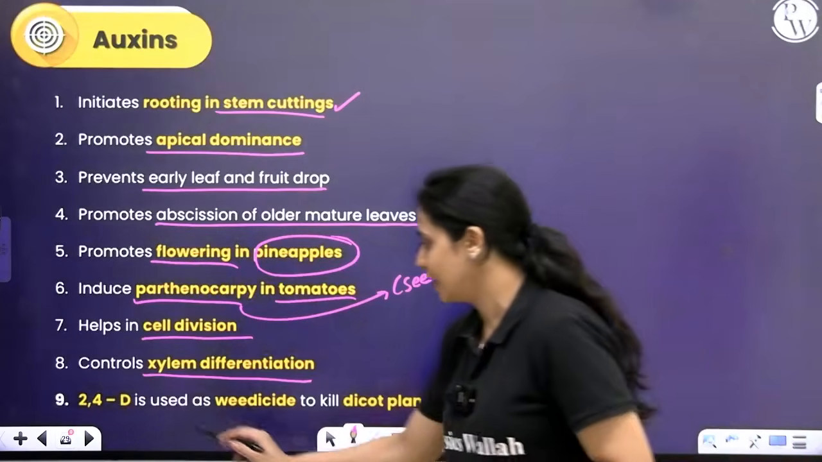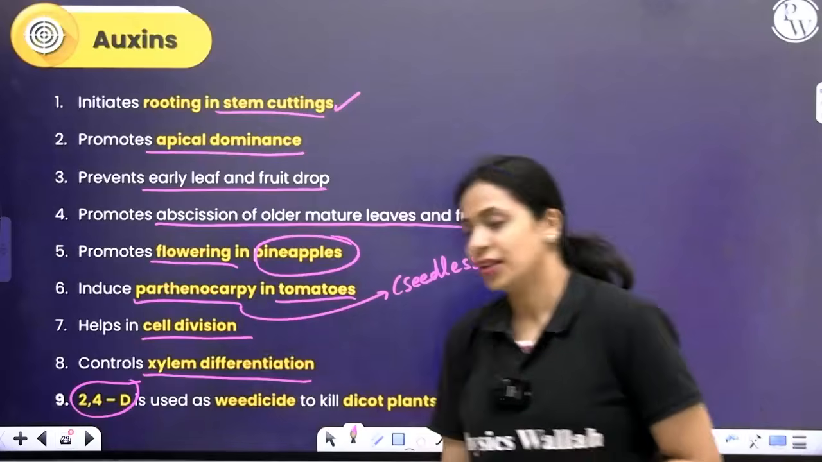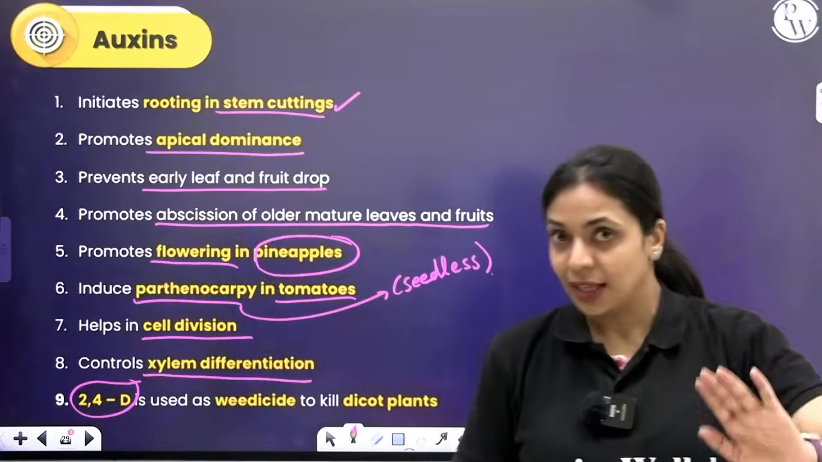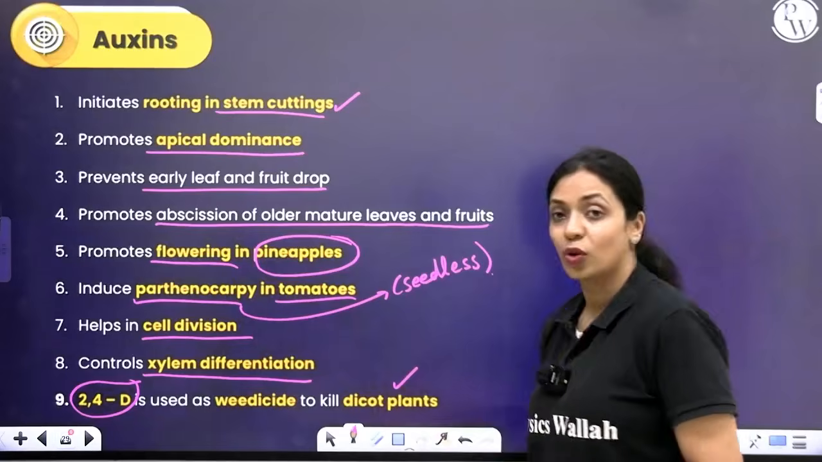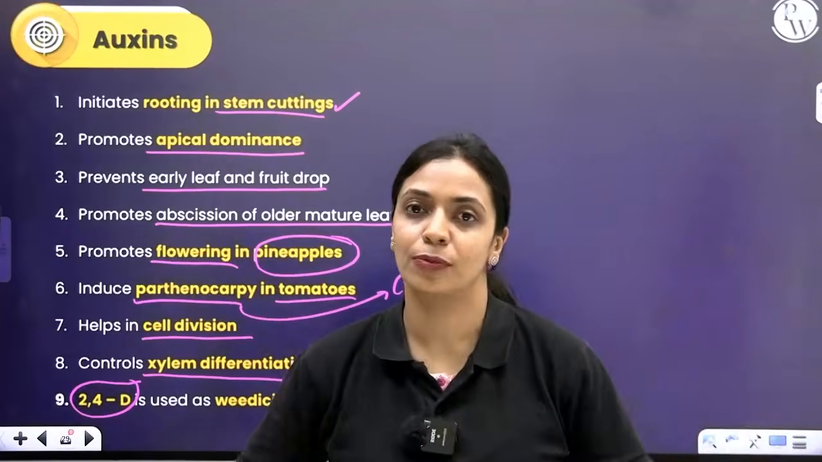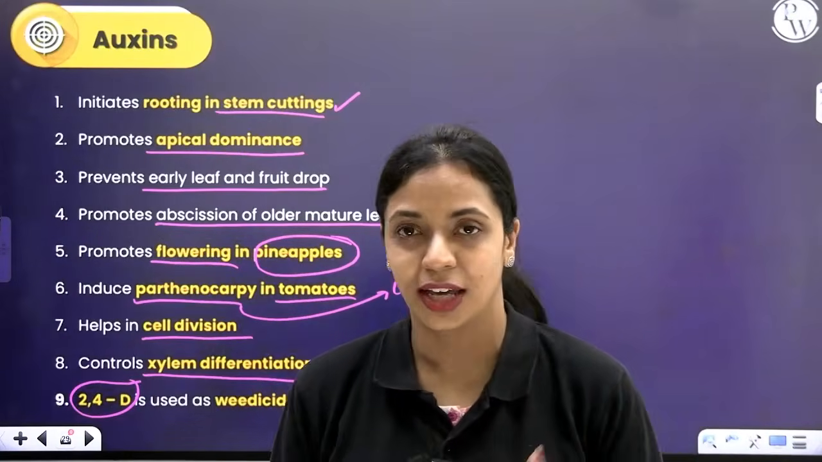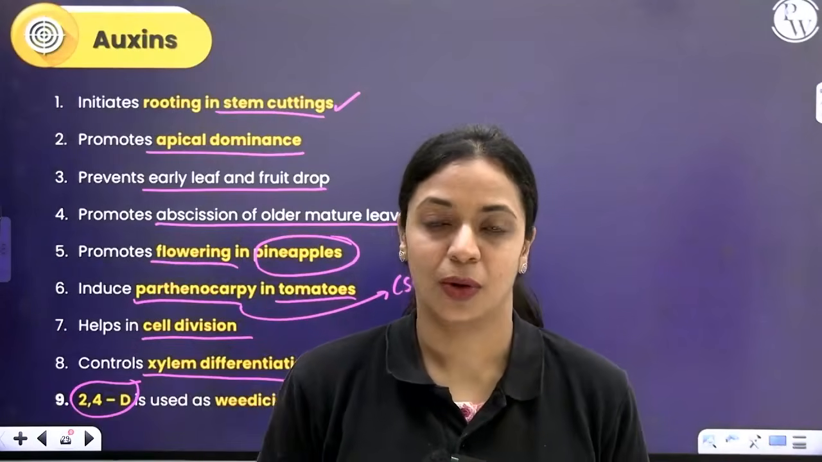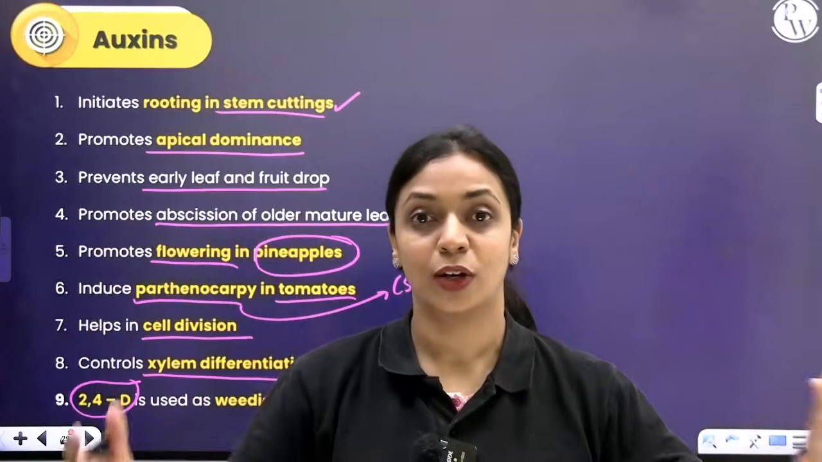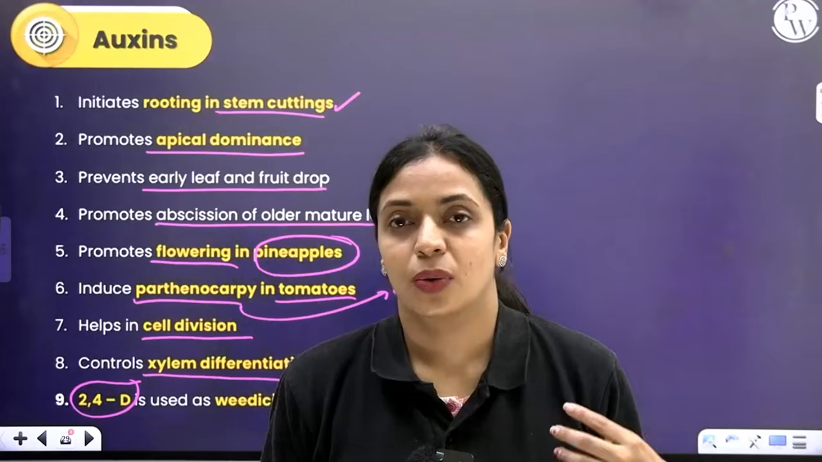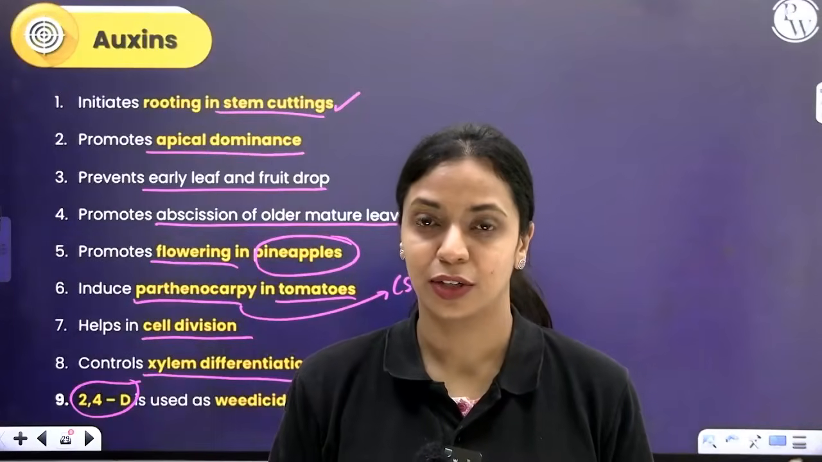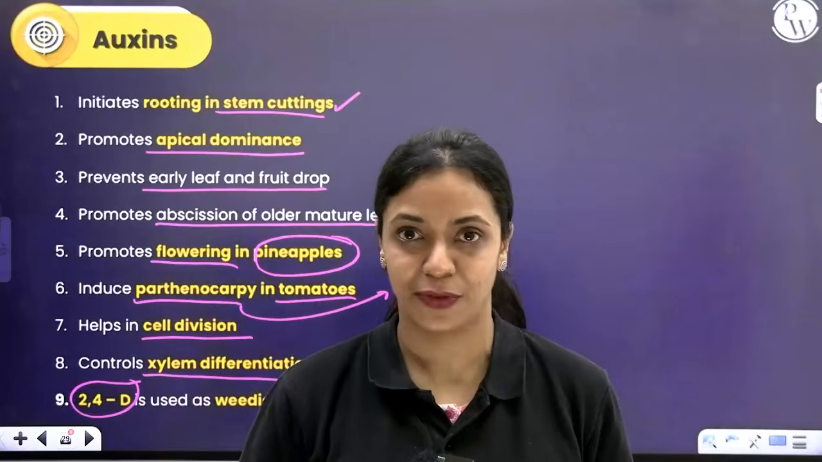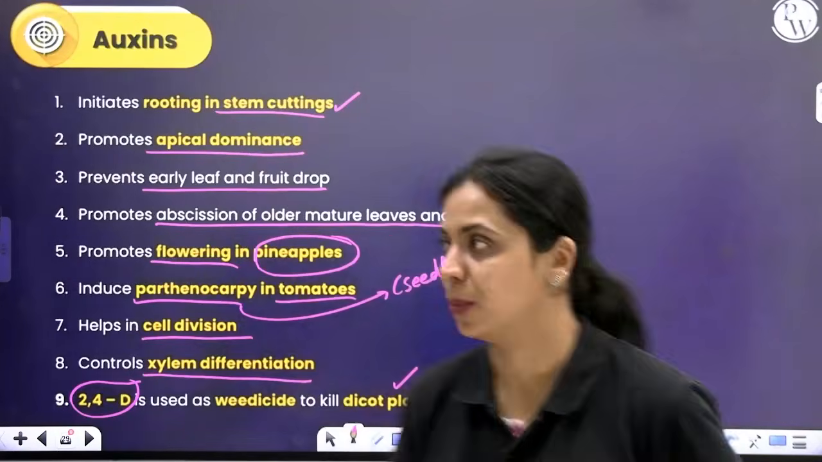Specifically 2,4-D, a synthetic auxin, is used as a weedicide. It kills only dicot plants. So if you have a field full of monocots, you're either growing ragi, jowar, or rice or sugarcane, all of these are monocot plants, and you have some dicot weeds here and there, and if you want to get rid of them, if you spray 2,4-D, it will not affect the monocots, it will specifically target and kill the dicot plants.